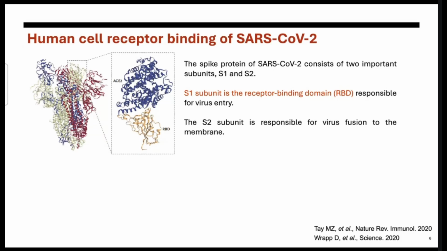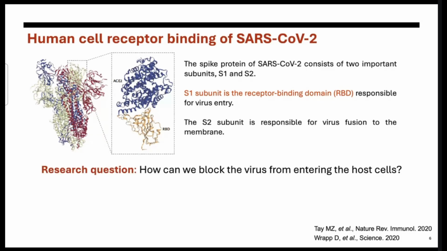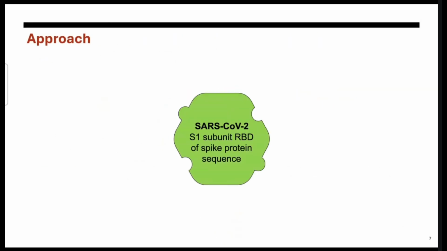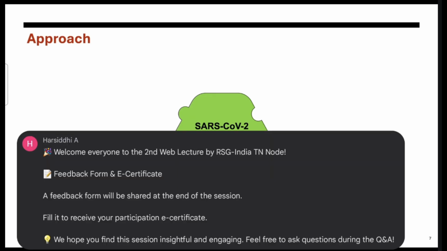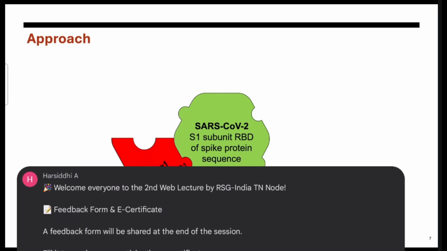So the research question was as follows. How can we block the virus from entering the host cells? So we need to modulate the protein structure of the receptor binding domain sequence of SARS-CoV-2. The following approach was used, starting with the S1 subunit spike protein sequence. And using this sequence, we were able to model the RBD protein structure based on the experimentally available structure.